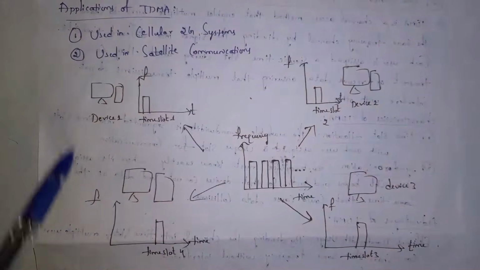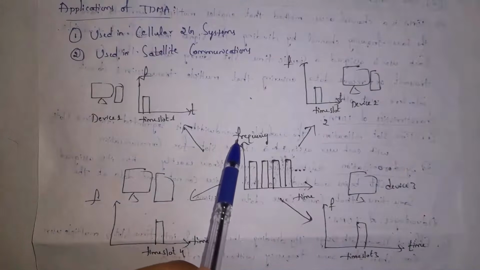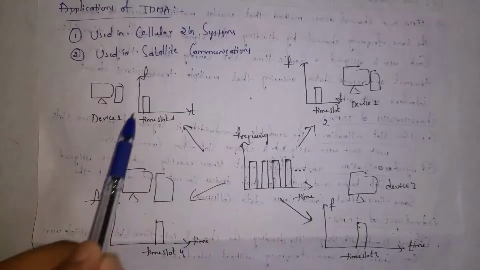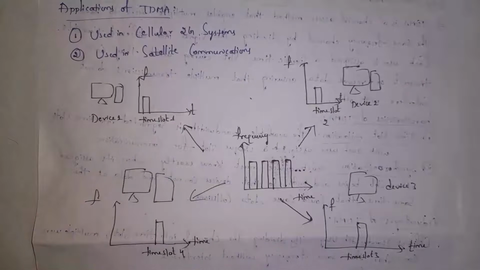This is structure of TDMA. We will divide our entire frequency into time slots. So each user will get one time slot. On that particular time slot, user can communicate.